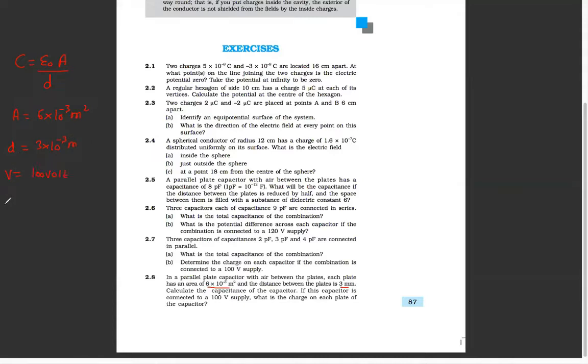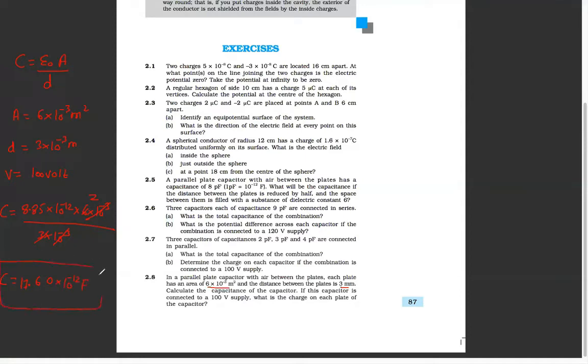Voltage is 100. If I substitute the values, D, which is 3 into 10 raised to the power minus 3, gets cancelled out. So this 3 will cancel this 2. And this C comes out to be 8.85 into 2, which is 17.7 into 10 raised to the power minus 12 farad. Actually, it is 17.6 into 10 raised to the power minus 12 farad.